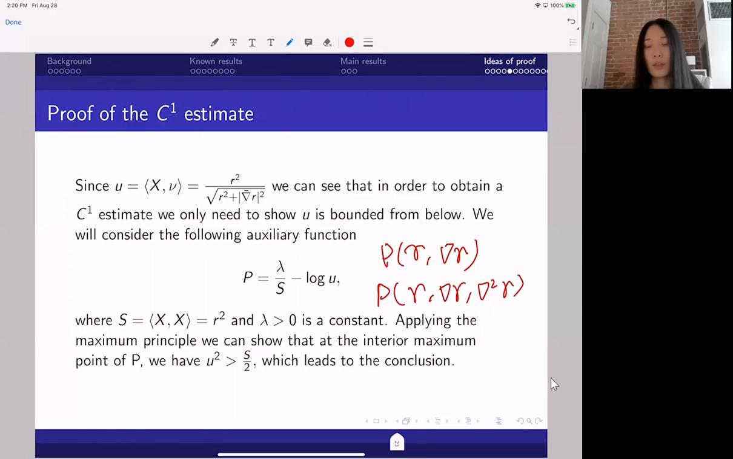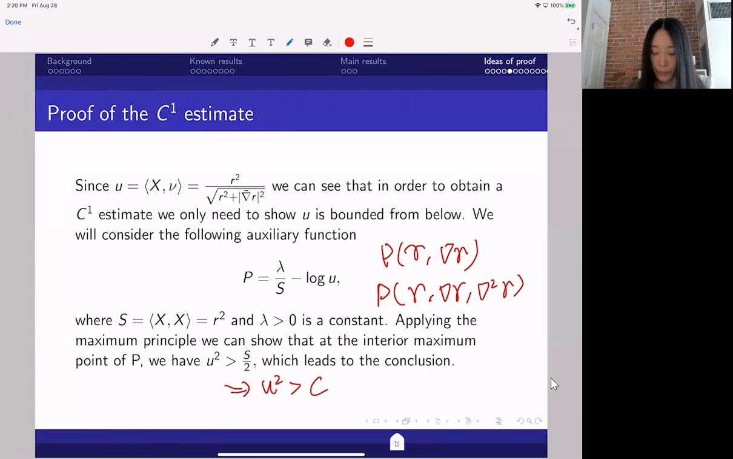We can show that at the interior maximum point of P, we have U squared greater than S over Q, because we already have a bound on R squared, so we know that this implies that U squared is greater than some constant C, right? Because S is bounded from below. From our first lemma, we already know that.